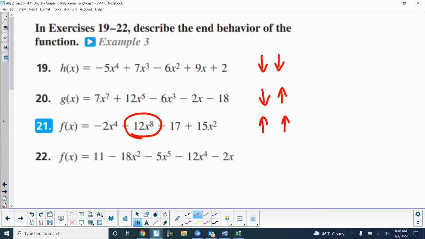All right, and the 22, it's also not in the right order. Here's our first term. If we put it in the right order, it's a negative number, leading coefficient, so my far right's going down. It's an odd degree, it's a quintic polynomial, so opposite direction for the far left. We good on that end behavior stuff? Questions?